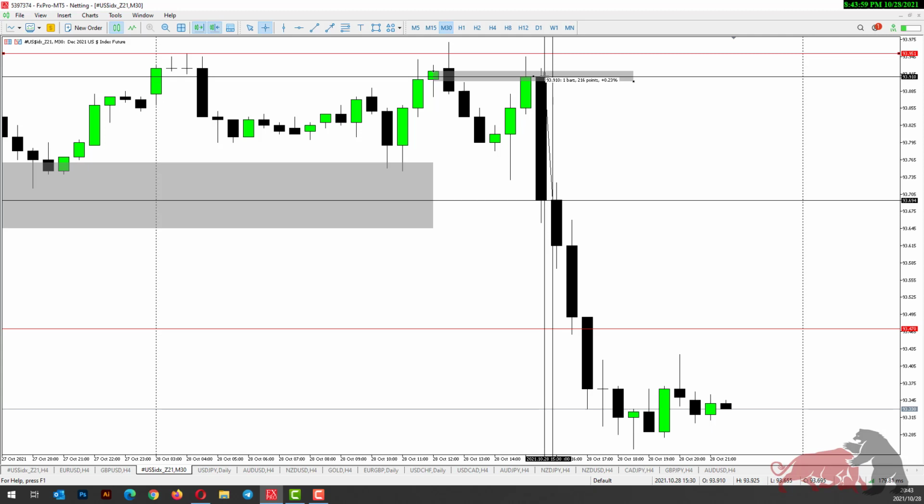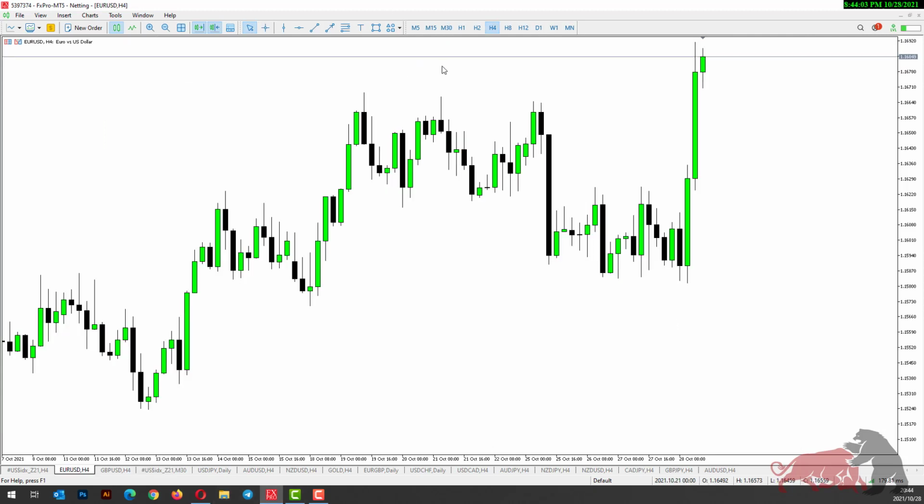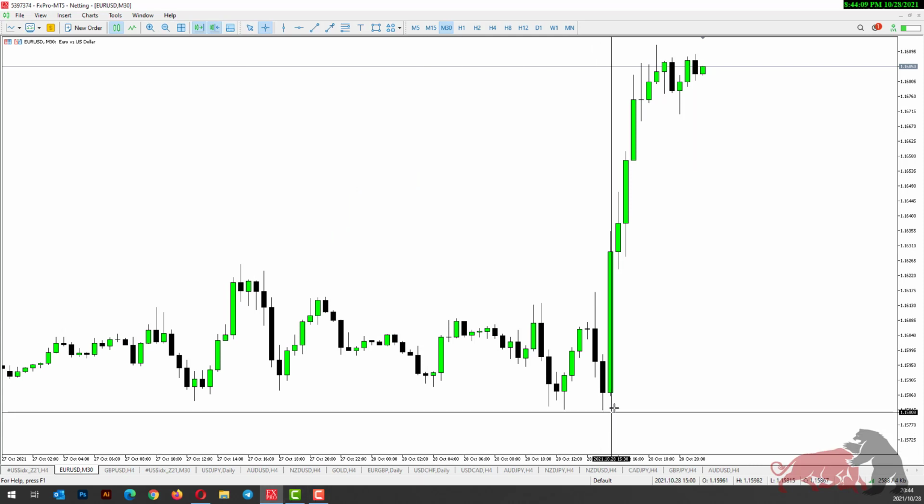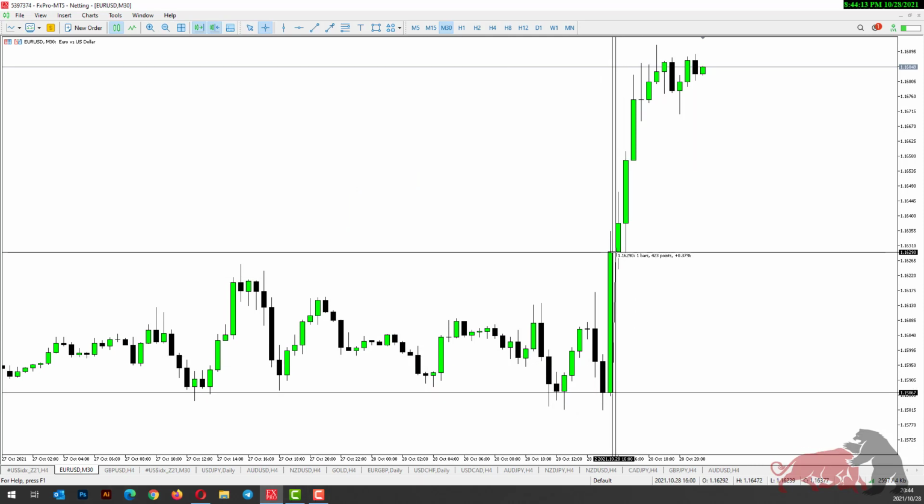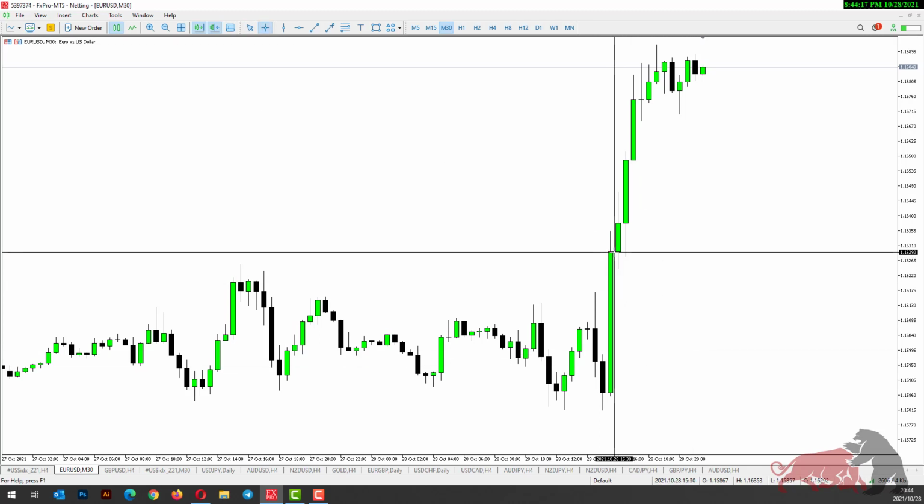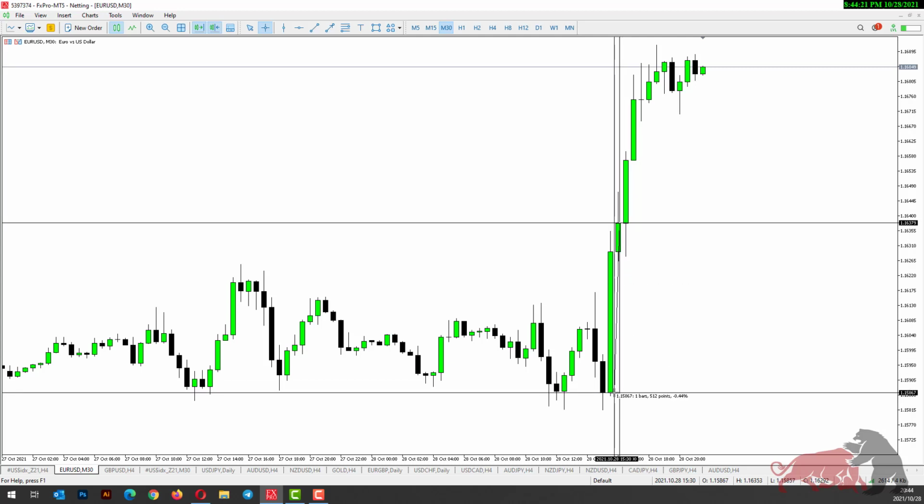Now, a 20 pip drop on dollar would have resulted in this on USD JPY. Would have resulted in this on Euro USD. So this is the drop, 43 pips. So let's see, where is 4 o'clock? Right, up until here. So you'd have already got 51 pips just from going long on Euro USD.